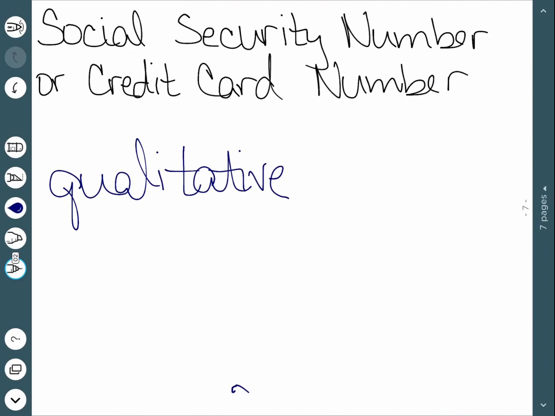Instead, we're in qualitative. In addition, if you break down a social security number or a credit card number, each of these numbers comes in groups. Social security number has a group of three, a group of two, a group of four. Credit card numbers have four groups of four. And each one of those groups does have a meaning that tells you something. It just happens to be represented by a number. So this is qualitative.